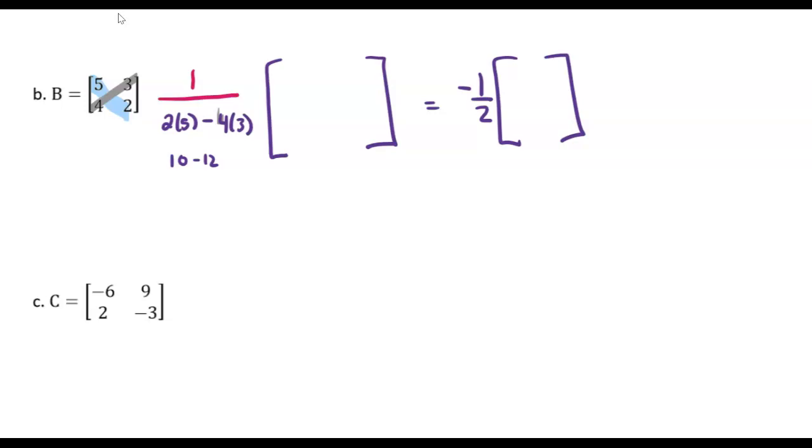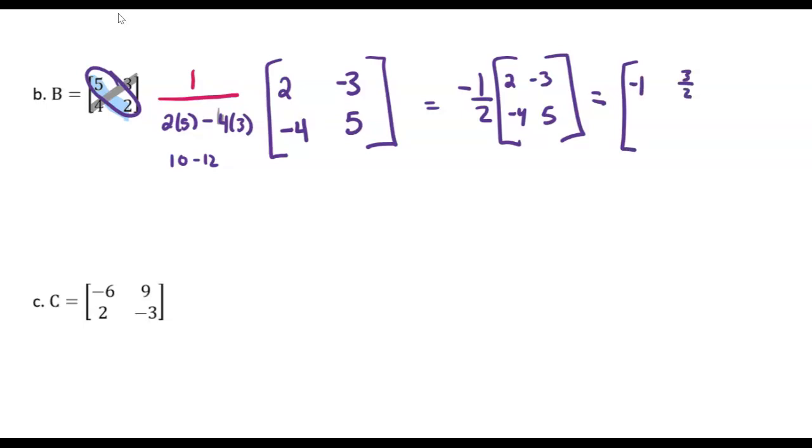Now you rearrange your matrix. On this main diagonal, you switch their location. On the other diagonal, they stay where they are, but they change sign. So I have 2, -3, -4, and 5. Now you multiply each element by -1/2. So -1/2 times 2 is -1. -3 times -1/2 is +3/2. -4 times -1/2 is 2. 5 times -1/2 is -5/2. And that's what the inverse of matrix A is.